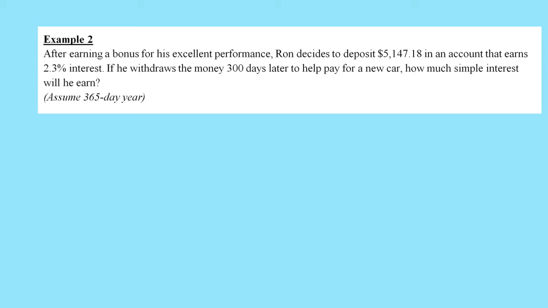So this talks about you earn a bonus after somebody's excellent performance at their job. How exciting. Ron decides to deposit that amount, $5,147.18, all of it, in an account that earns 2.3% interest. If he withdraws the money 300 days later to help pay for a new car, how much simple interest will he earn? So this is a little different because in this case, Ron is depositing his money and the bank is giving him interest, right? He's not paying people interest. He's actually getting money for letting the bank keep his money, right? Same idea.